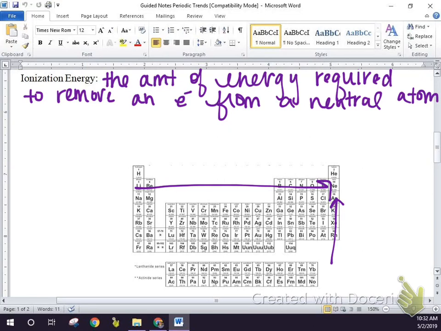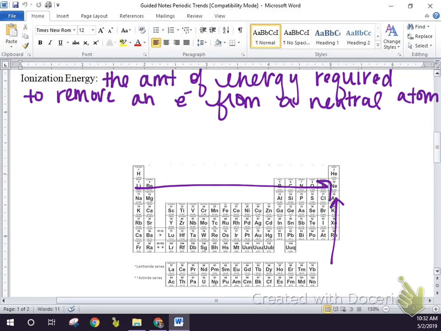Period is this way. Group is this way. Period is like row. So then for this one, helium would be the largest. Helium would have the largest ionization energy, right? It takes the most energy to pull an electron off of helium.